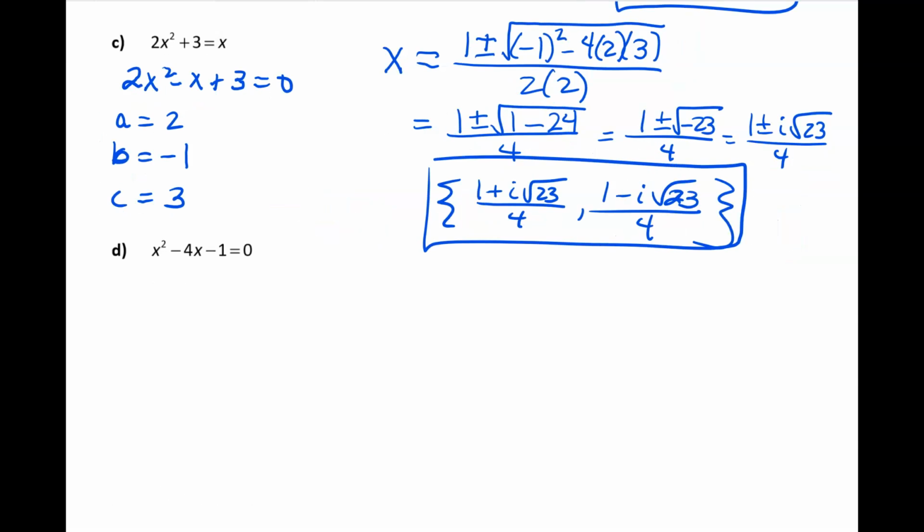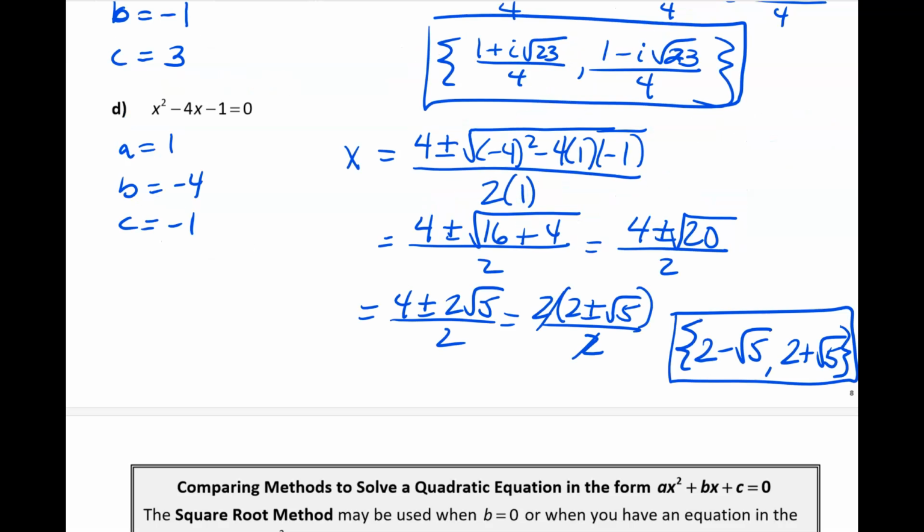All right, here's the solution for C. Make sure that you simplify the square root of negative 23 to i times the square root of positive 23. All right, last one, try D. All right, there's our solution for D. 2 plus or minus the square root of 5. This might have been an easier one to solve by completing the square.